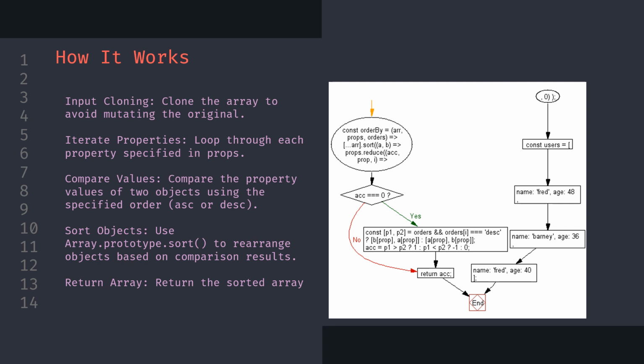Here's the step-by-step process. We first clone the input array to ensure the original data remains unchanged. Then, we use the props array to determine the properties for sorting. We then dynamically compare property values based on the specified sort order, whether ascending or descending. Using Array.prototype.sort, we rearrange the array. Finally, we return the sorted array.